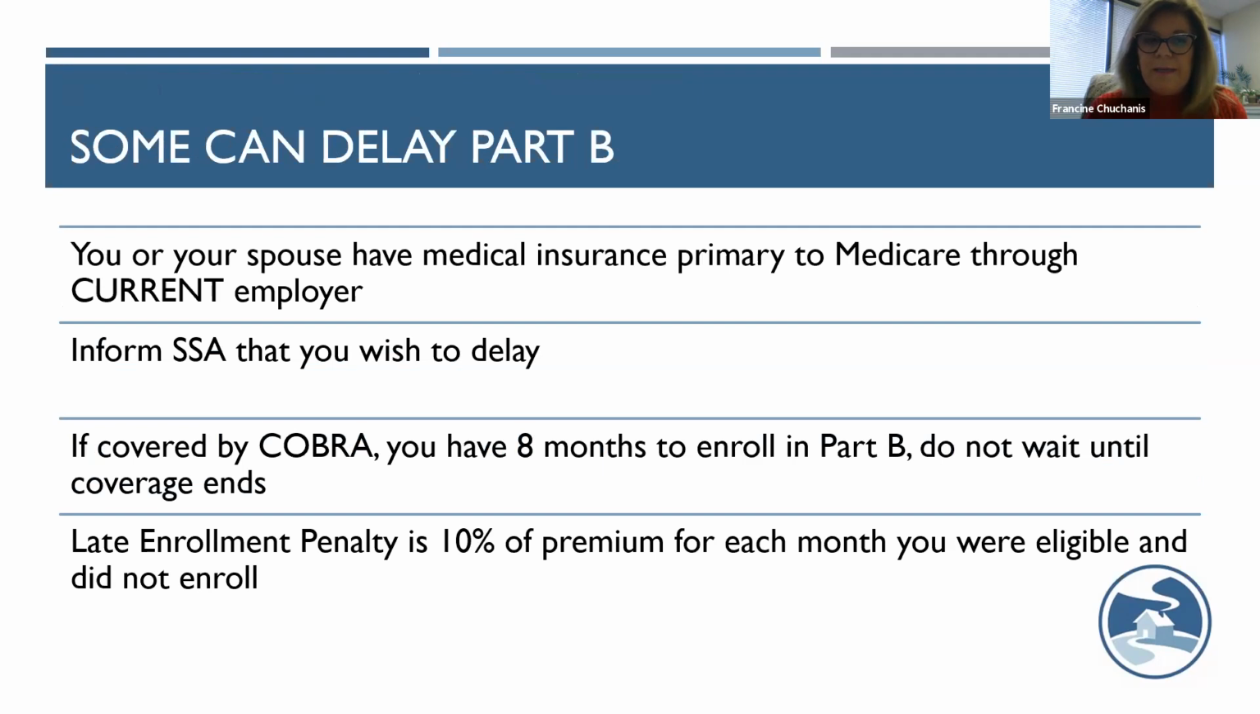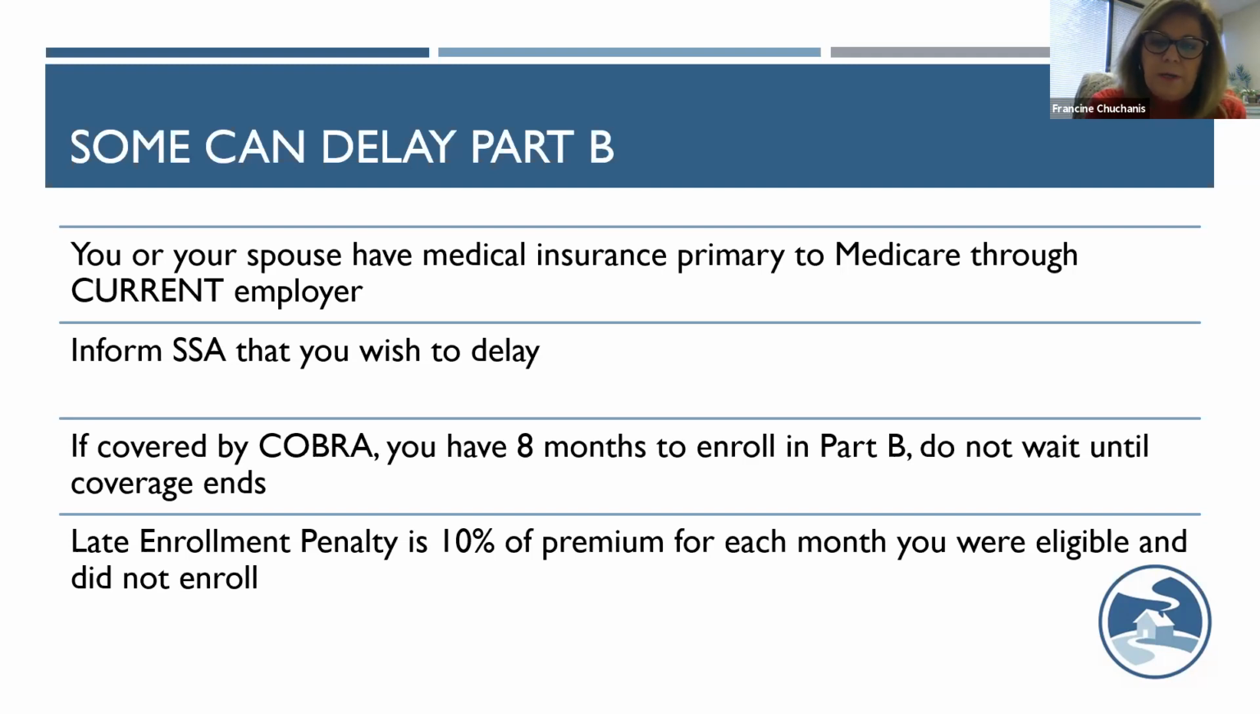Some individuals can delay enrollment into Part B. If you or your spouse have insurance under their current employer, and that insurance is primary to Medicare, and usually it is if there's more than 20 employees, you can delay enrollment into Part B. Because why would you pay your Part B premium when you already have medical insurance? To delay the Part B, you must inform the Social Security Administration. There is a form online with the Social Security Administration you can use, or you can call them.